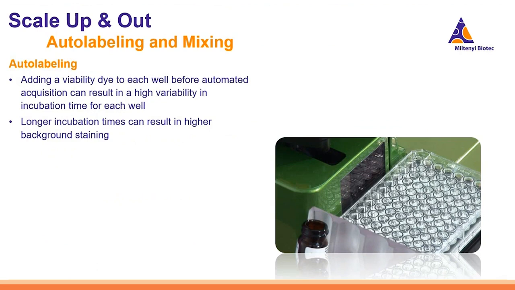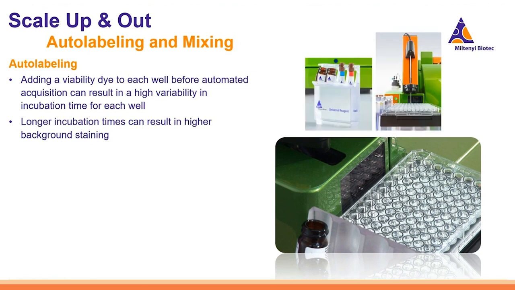As we think about scaling up to a 96 well plate, we might need to consider some dyes like viability dyes. Some of these, like 7AAD or PI, you might add directly to your tube or your well and either acquire immediately or only incubate for 5 minutes and not really need a washing step. This is easy to do for single tubes or acquiring a small number of samples, but as you think about adding a viability dye to a 96 well plate, that last well acquired might have a lot longer incubation time and a lot more background staining, or your live cells might start taking up that dead cell dye because they're just sitting in it for so long. So you might think about some sort of auto labeling function depending on your cytometer.